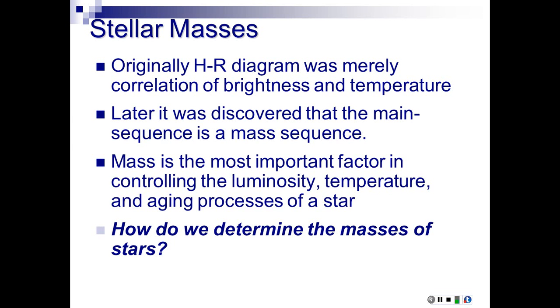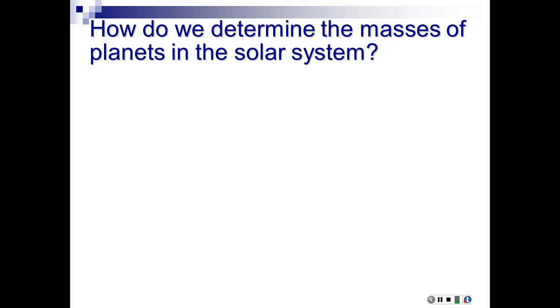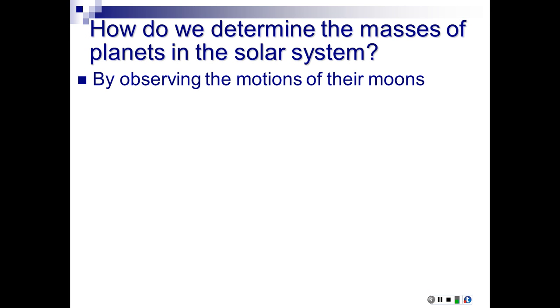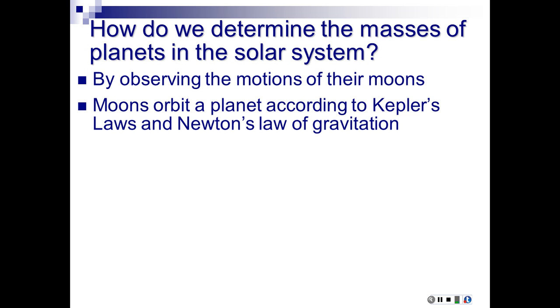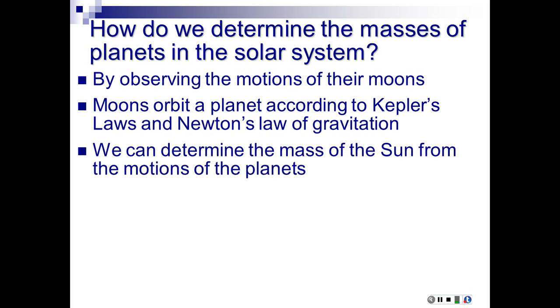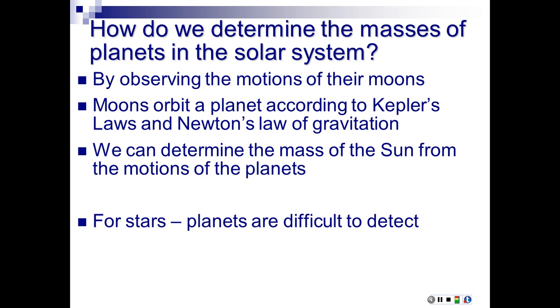So, how do we determine the masses of stars? Well, how do we determine the masses of planets in the solar system? We did this, and we worked out the mass of the Sun before. We do it by observing orbital motions. So, moons orbit according to Kepler's laws, and in fact the planets orbit the Sun according to Kepler's laws. And that's how we got the mass of the Sun. But for other stars, planets are difficult to detect, let alone watch for this purpose. And in fact, we're detecting planets by using this mechanism.